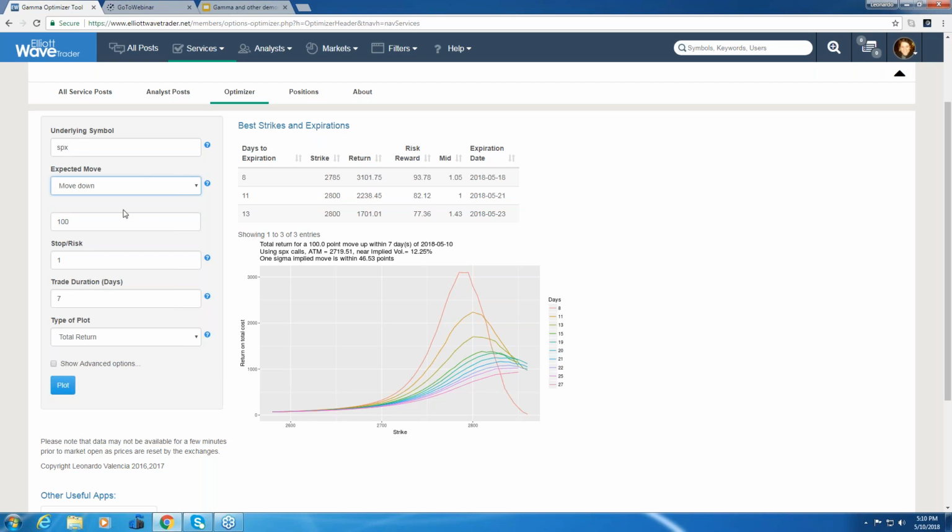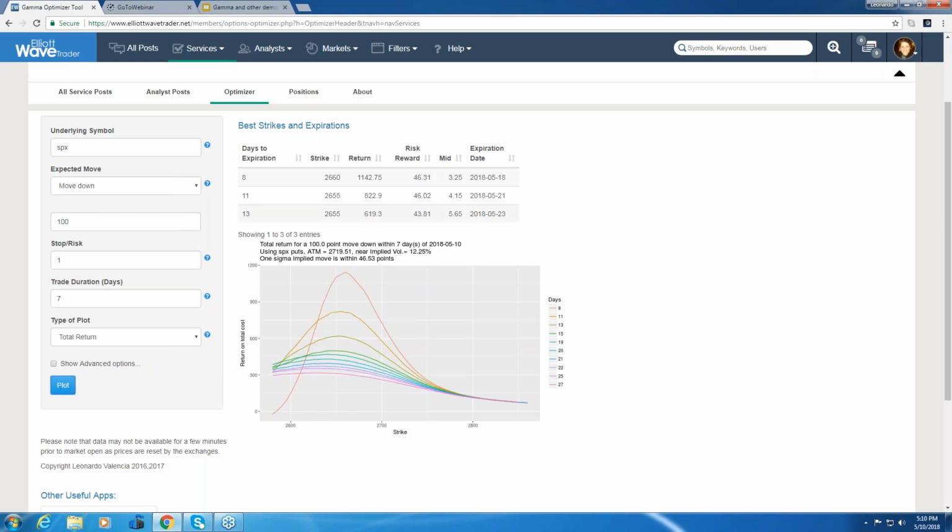For instance, for those of you looking for a tremendous move down in 7 days, now I'm going to just imagine that we move 100 points, and it recommends puts. And it recommends this particular strike with this expiration. You get around 1,000% return on it, and it costs you around $325. And that's kind of the gist of it. Of course, it does more advanced things.